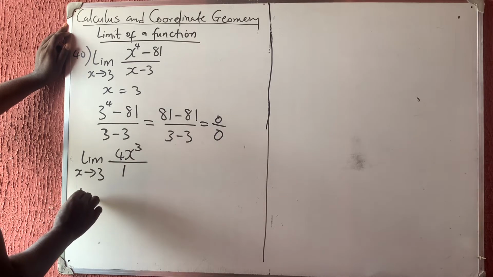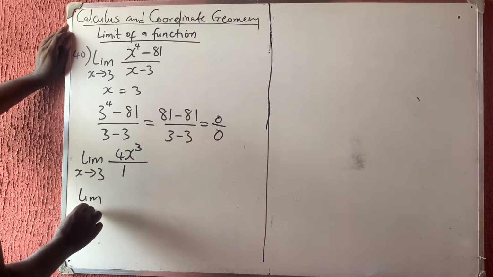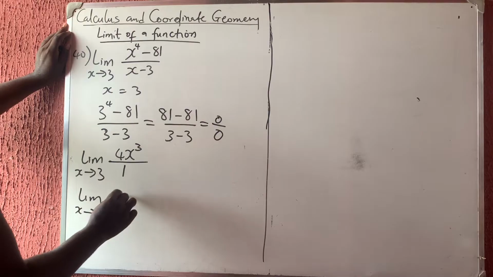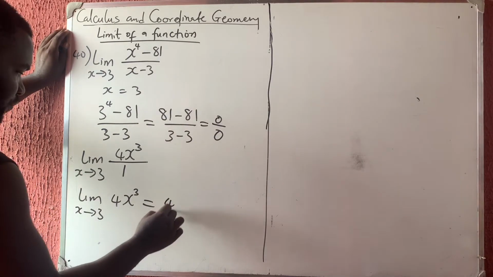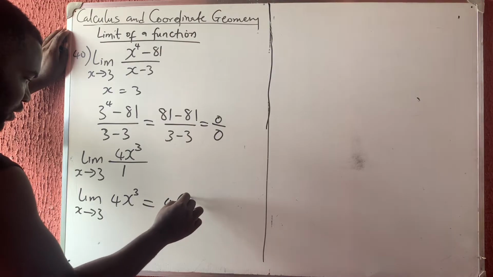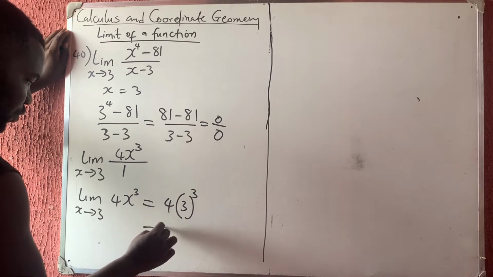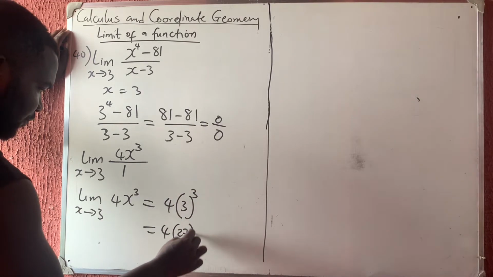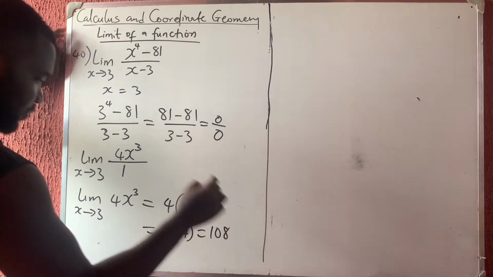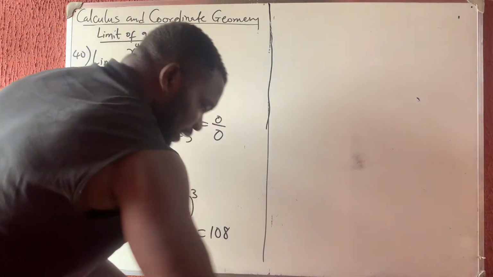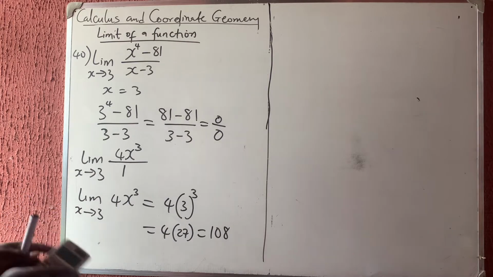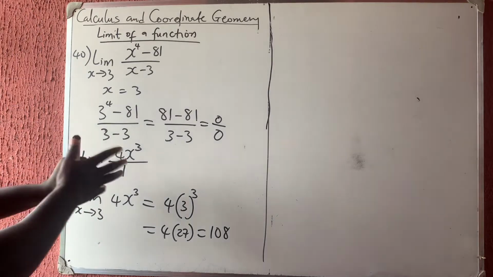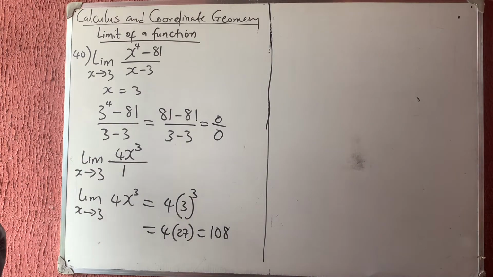So I'm having that this is the limit as x approaches 3 of just 4x raised to power 3. And then we can now substitute again, which is 4 in bracket of 3 raised to power 3, which will give you 4 in bracket of 27, which will give you, I think, 108. So let's do that. 4 times 27, 108. Okay, so that is that.